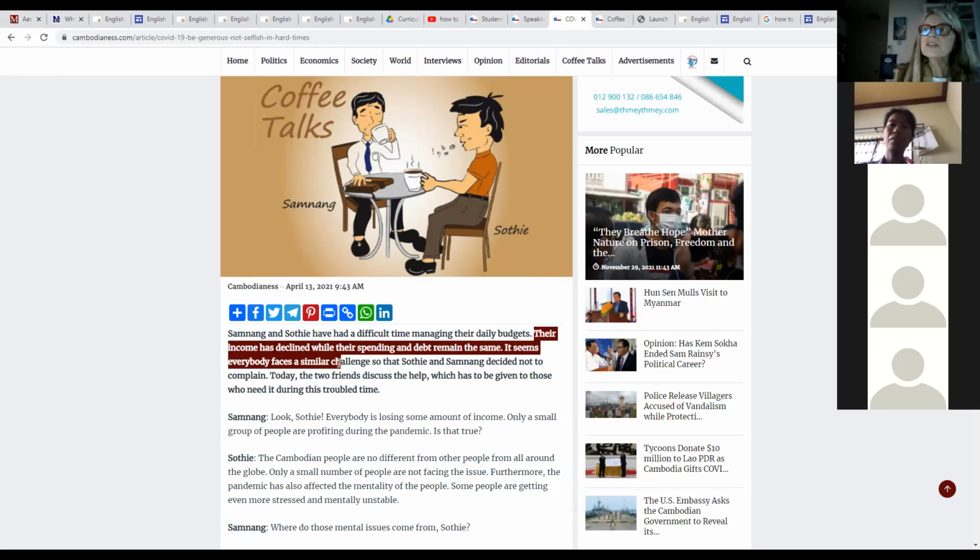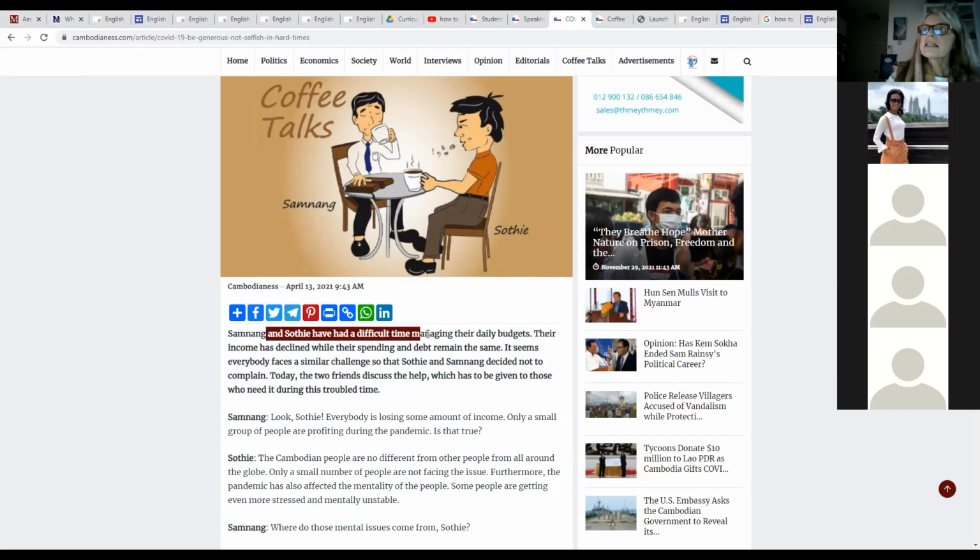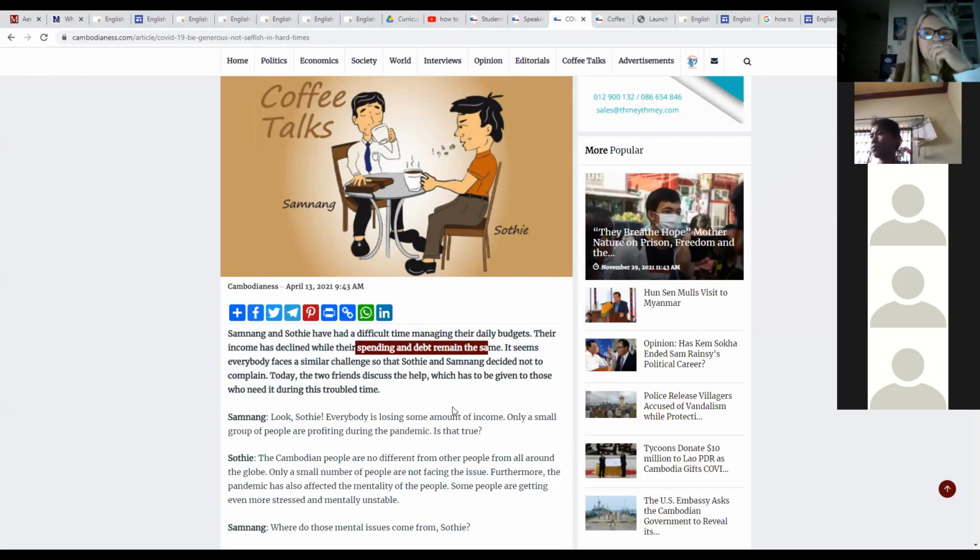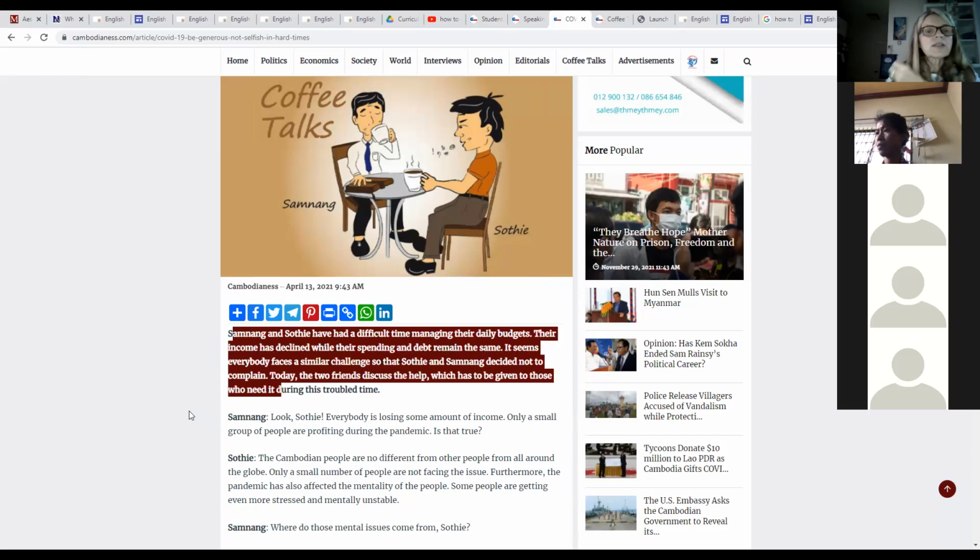This is not just an explanation telling us something about Samang and Soti. This is actually introducing what? A problem, a drama. It's a drama when your income declines. Not only has income declined, but also they can't make up for the loss. So what we have here is a text that is introducing us to the discussion that will follow.